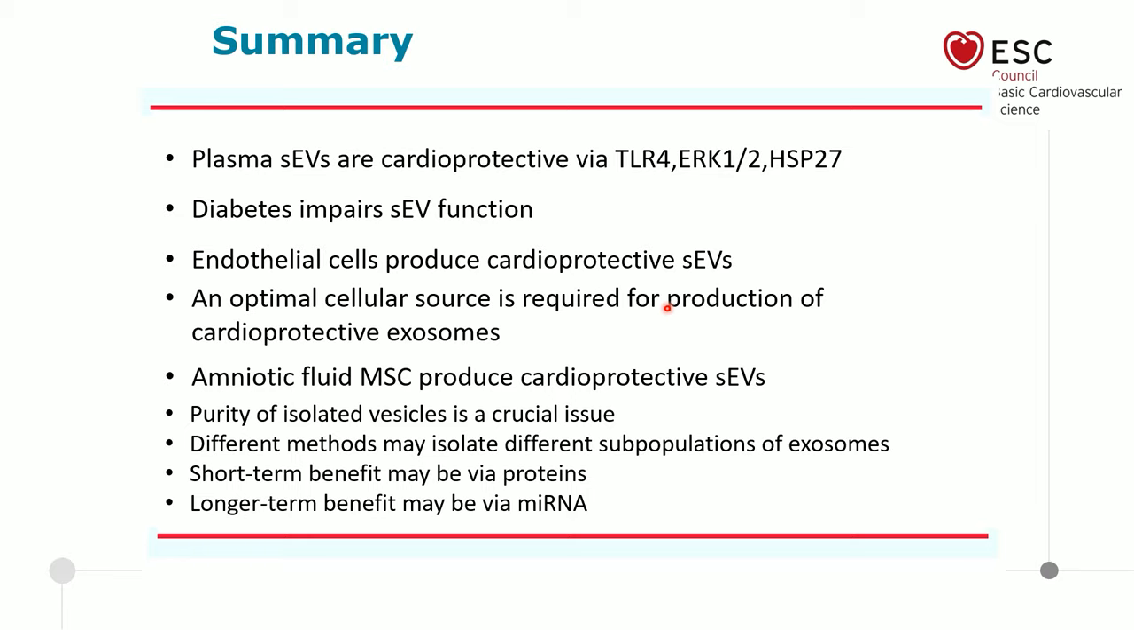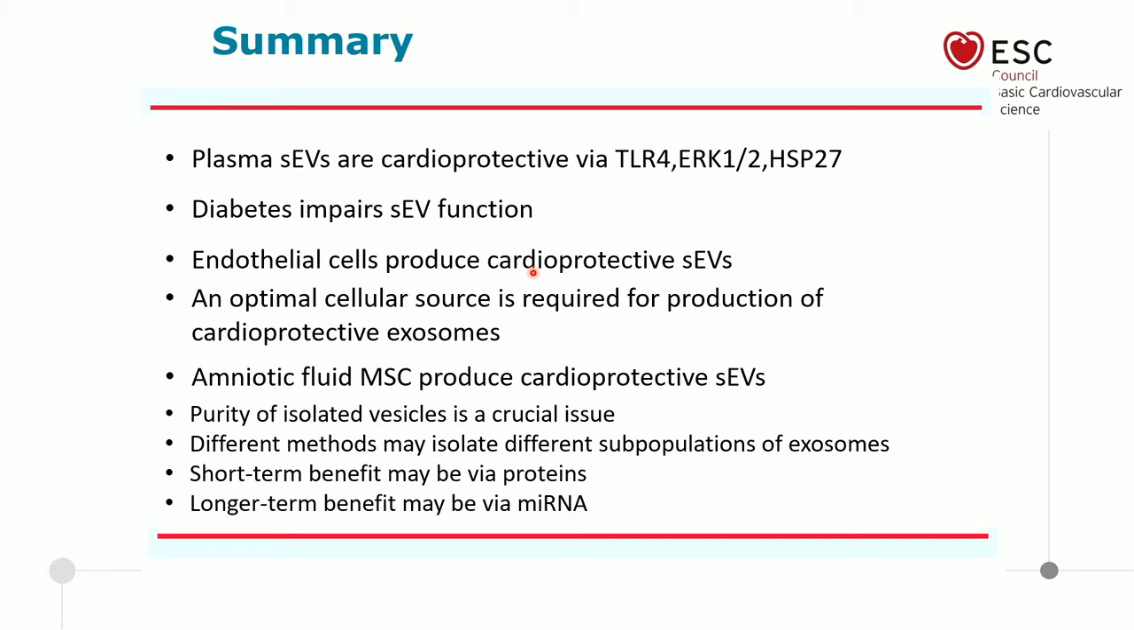But the point I wanted to make is that really the isolation method that you choose is very important and has to be adapted to what type of liquid you're using, whether it's the blood or plasma or the conditioned medium. So we've seen that when we isolate plasma SUVs by ultracentrifugation, they're cardioprotective via this pathway. And this is impaired by diabetes or hyperglycemia.